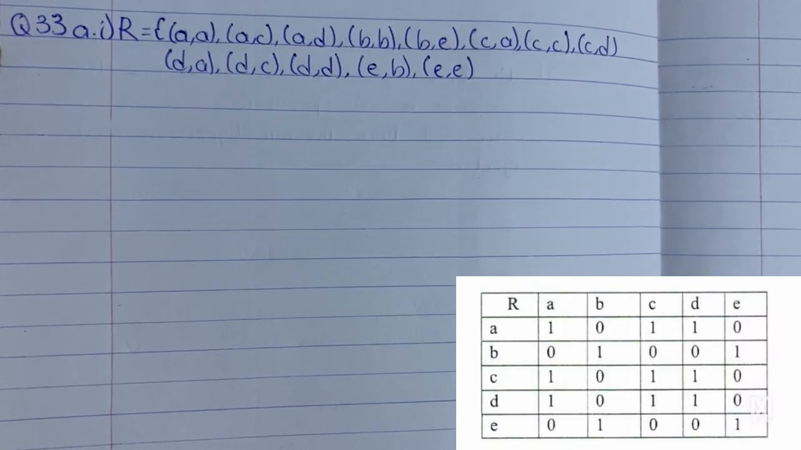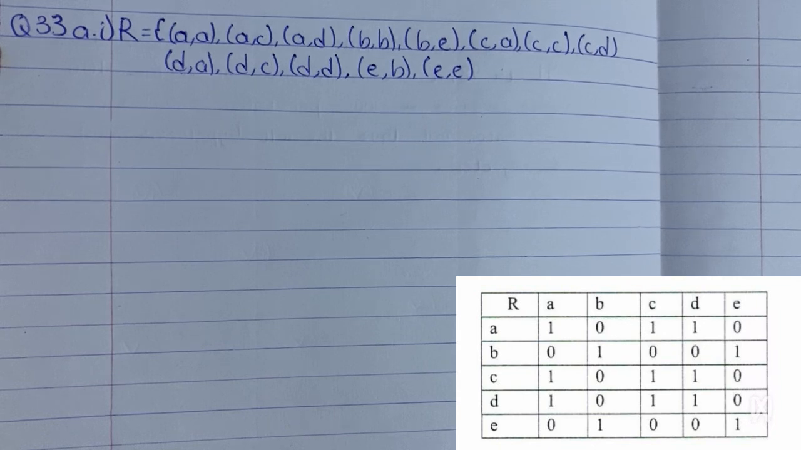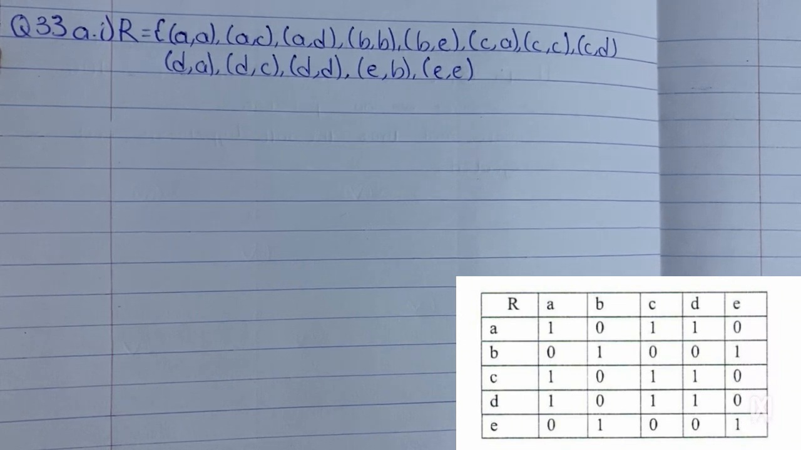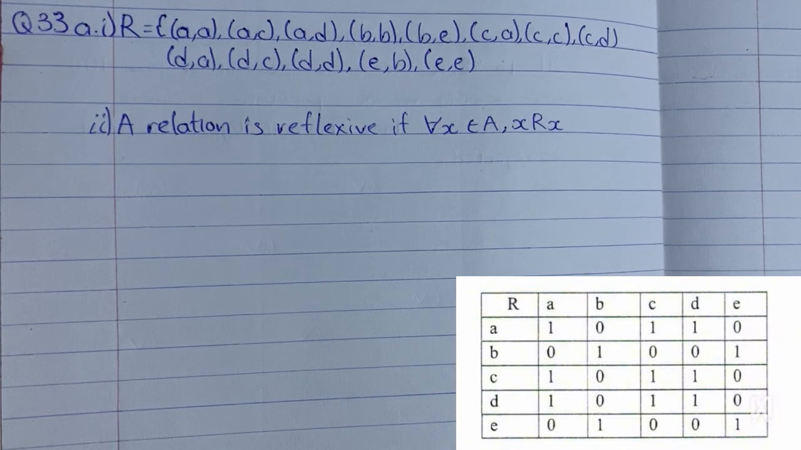Now let's determine whether the relation is reflexive. A relation is reflexive if each element relates to itself. Mathematically, for all x being an element of A, x relates to x. From our table, we can see that A relates to A, B relates to B, C relates to C, D relates to D, and E relates to E. So there is none left out.